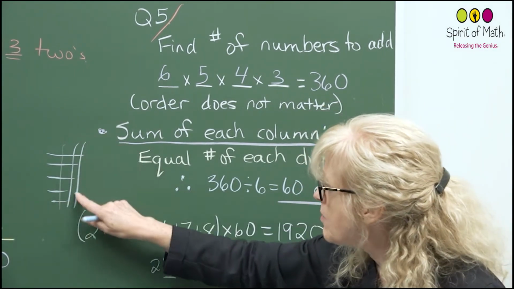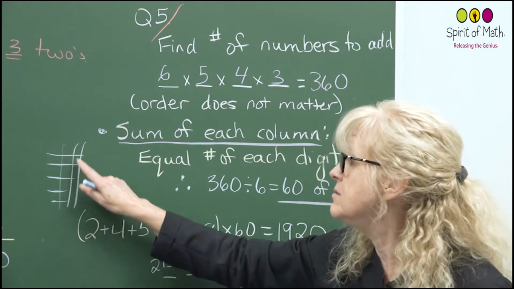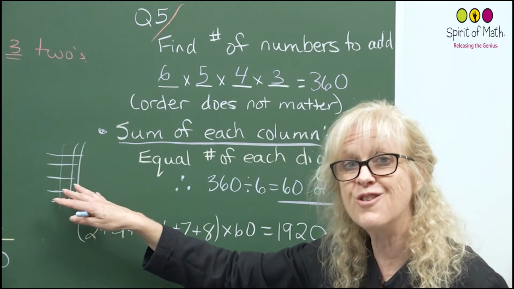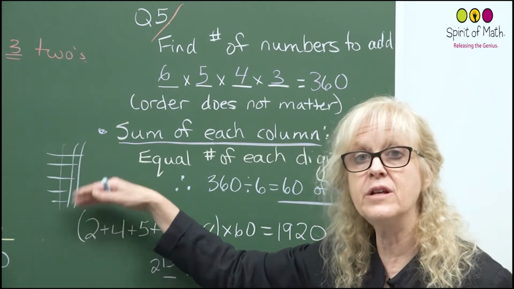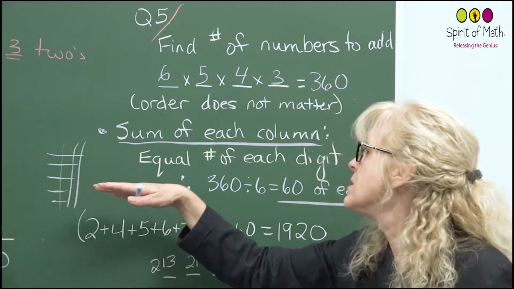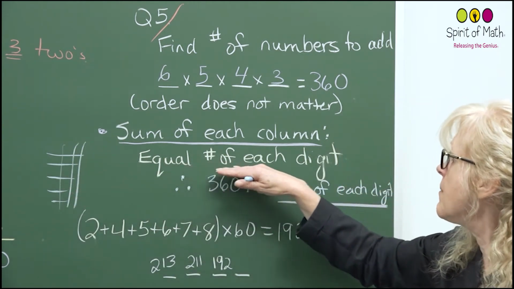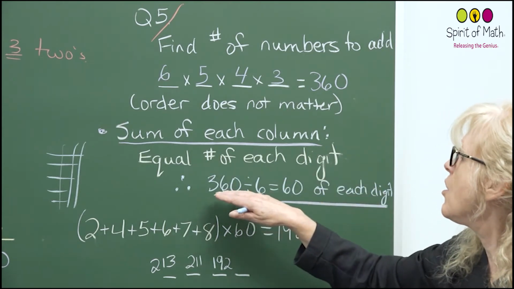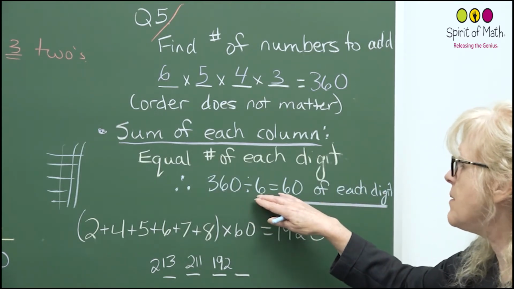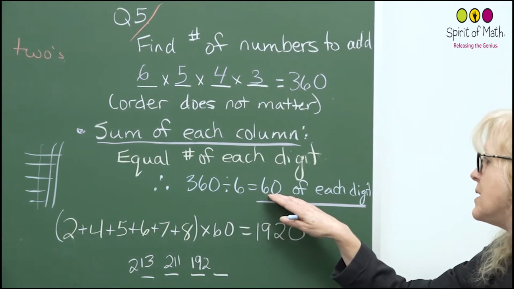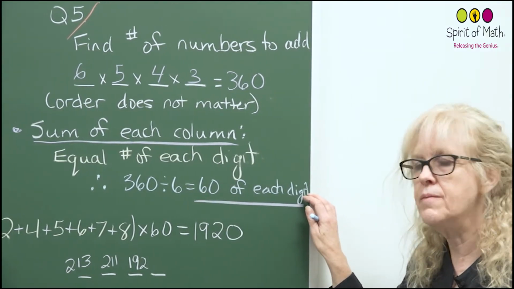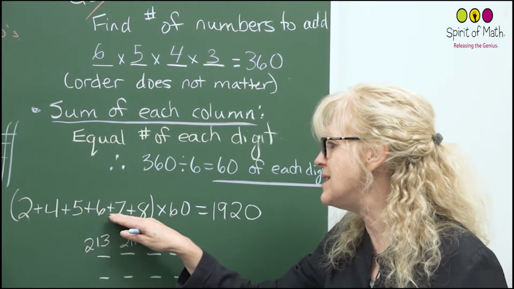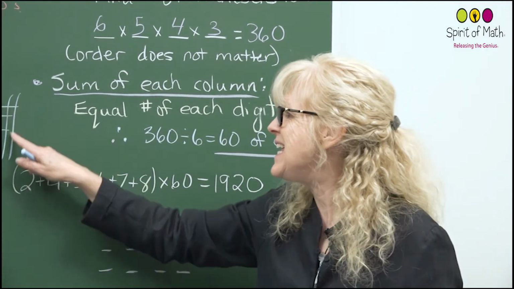So if you knew the sum of each column, and the sum of each column will be the same because it's using all the same digits over and over again, then you can find out the sum of all these 360 numbers. Because each column has an equal number of each digit, and you know there are 360 numbers, divide it by 6, because there's 6 digits, equals 60 of each digit. Okay? So you have 60 2s, 4s, 5s, 6s, 7s, and 8s in each column.